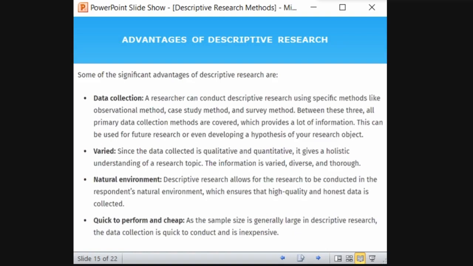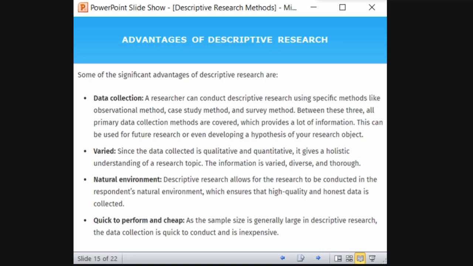So see, these are the advantages, the different advantages of descriptive research. First, data collection. A researcher can conduct descriptive research using specific methods like observation, case study, and survey method. Between all these three, primary data collection methods are covered, which provides lots of information, right? This can be used for future research or even for developing a hypothesis of your research objects.